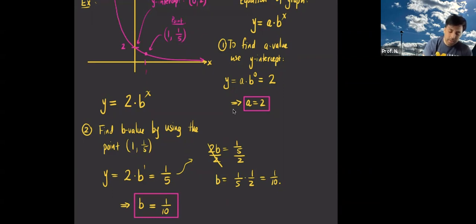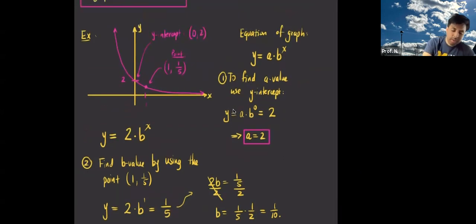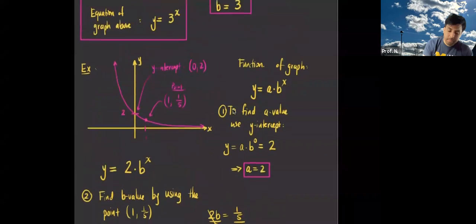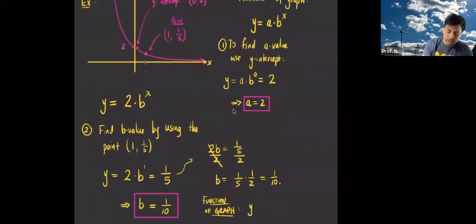So then what is the final answer? What is the function of the graph? What is my function? I should write this as function. What is the function of the graph? My function is what? y equals 2, my a value is 2, my b value is 1/10, to the x.